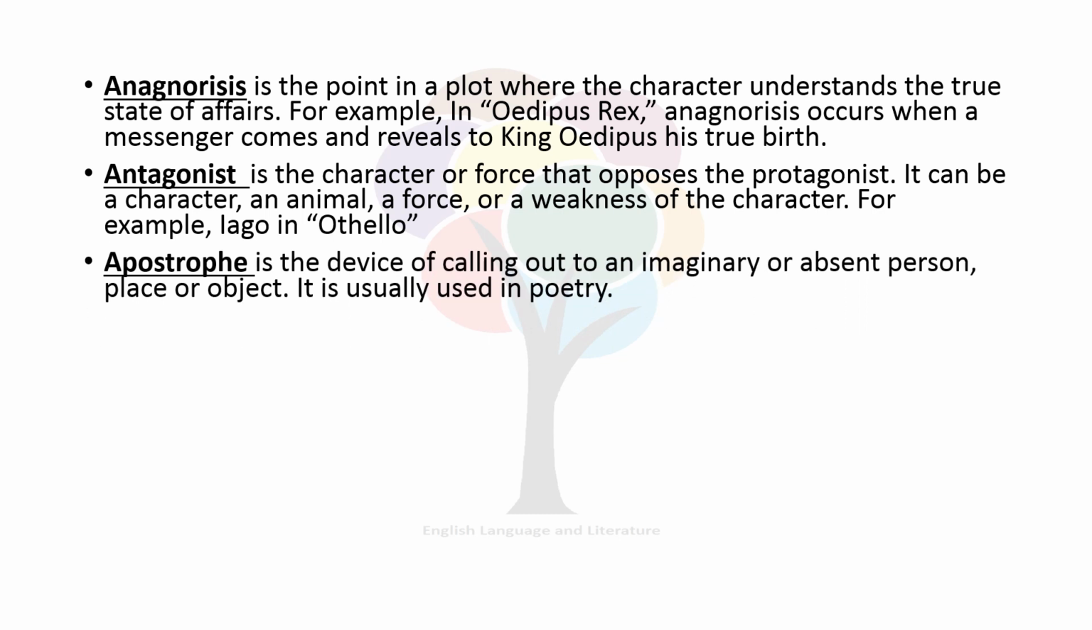Apostrophe. Apostrophe is the device of calling out to an imaginary or absent person, place, or object. It is usually used in poetry. For example, O death, where is thy sting? Here death is addressed. So it is apostrophe.